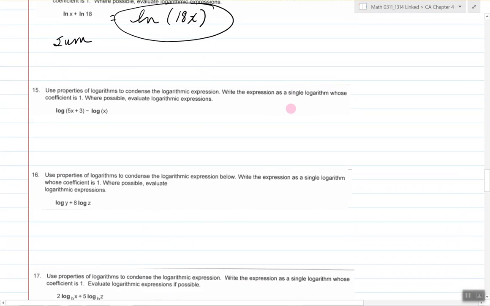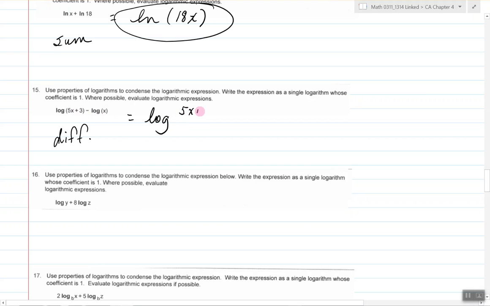All right, a minus. This is a difference. A difference turns into the quotient of the arguments. So this is the common log, because I see no base written, of on top is 5x plus 3, and on bottom is x. If it could be reduced, we would, but no, you cannot divide that x out with that one because x is not a factor of the whole numerator. So we're finished there.